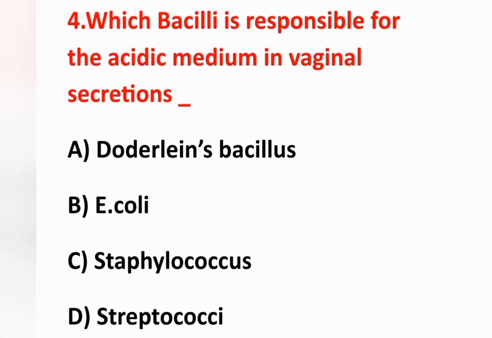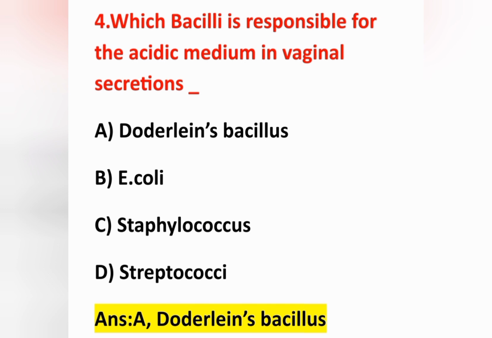The next question, which bacilli is responsible for the acidic medium in vaginal secretion? Option A, Doderlein bacilli, option B, E. coli, option C, Staphylococcus, option D, Streptococcus. In the first question we discussed option A, Doderlein bacilli, which is responsible for the maintenance of acidic medium in the vaginal secretion, because this Doderlein bacilli produces lactic acid from glycogen present in the exfoliated cells of vagina. So here correct answer will come option A, Doderlein bacilli.